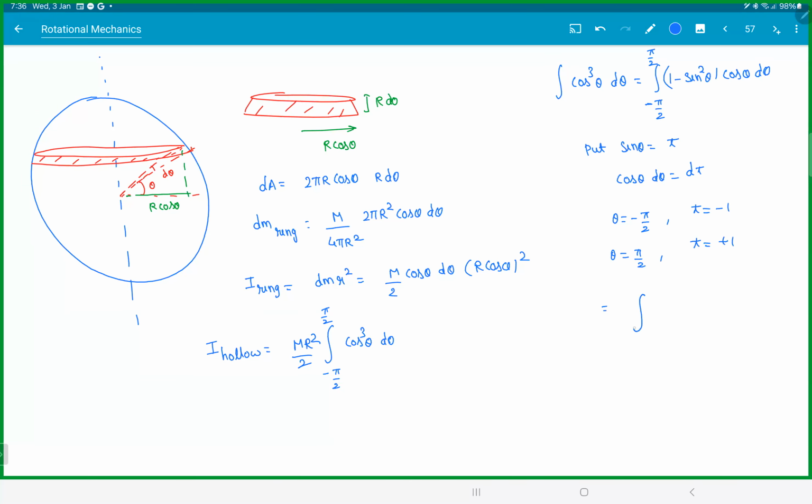So your integration becomes integral of 1 minus t square dt. Limits become -1 to 1. So it becomes simple integration. So this will be t minus t cube by 3. Limits will go from -1 to 1. This would be 4 by 3. So this will be mr square by 2, and this value is 4 by 3. 2 by 3 mr square.